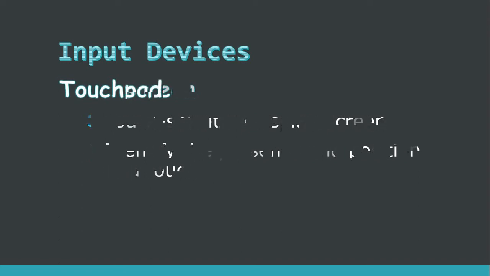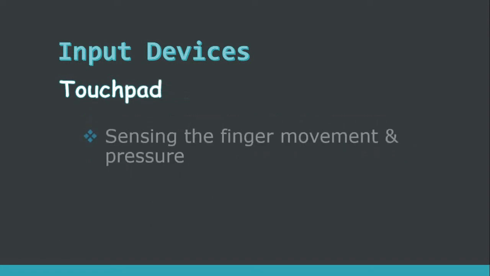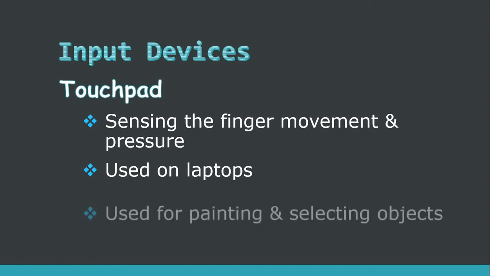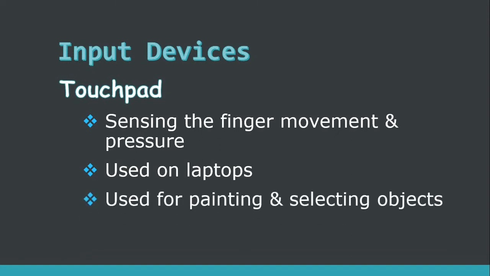Next, touchpad. The touchpad works by sensing a user's finger movement and the applied pressure. The touchpads are mostly used on laptops instead of using a mouse. Commonly, there are two buttons next to the touchpad for left and right clicking actions. It is used for painting and selecting objects on the screen.